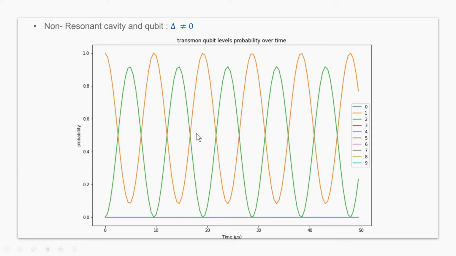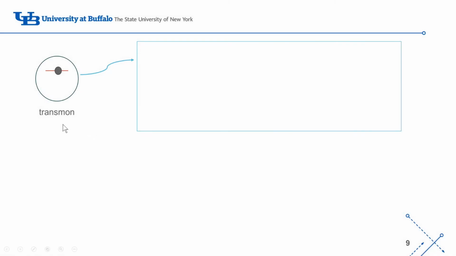So this is for the single mode of the cavity. But what happens if we have many of these modes? Let's think of it as an infinite number of modes, and now we are coupling our qubit with this infinite number of modes. Understand that.